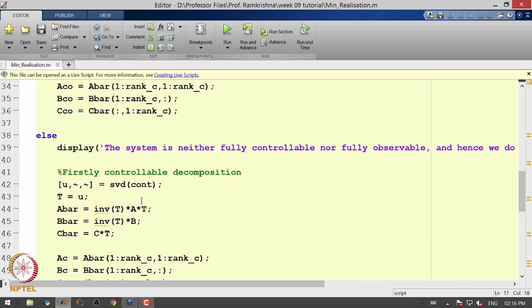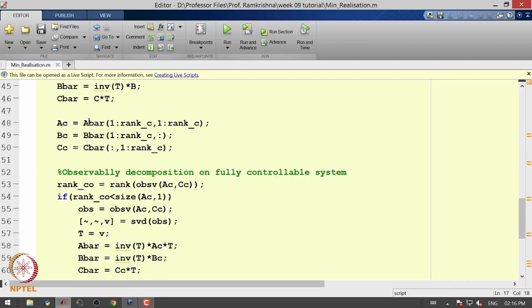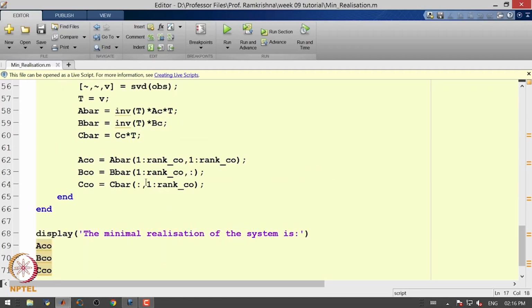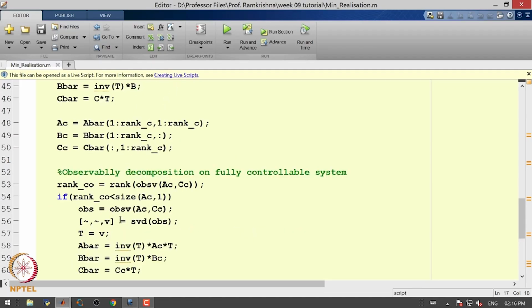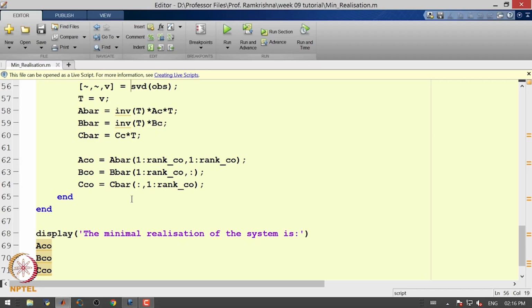But our case is the third case where it is not fully observable and not fully controllable. In this case, what we will first do is we will take the controllable decomposition and then we transform it into a controllable form. We will take the controllability part and then we will take an observable decomposition on the fully controllable system. So, this is what we do, and if the rank is less than the full rank, then again we find the observability matrix, then we take the SVD of the observability matrix and then transform as follows.